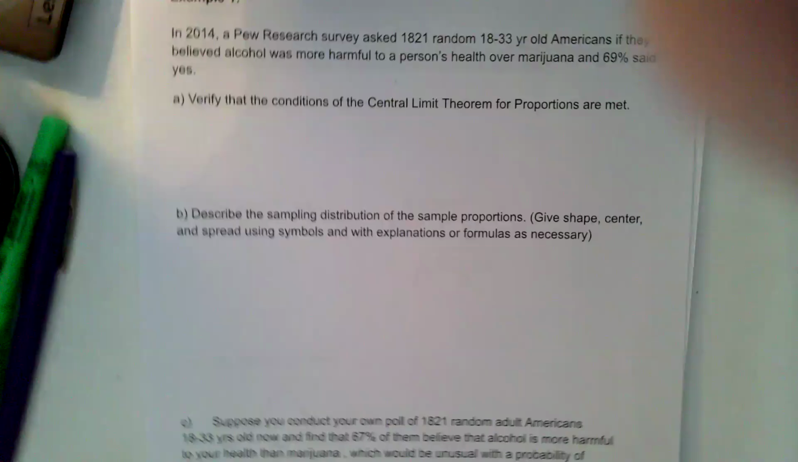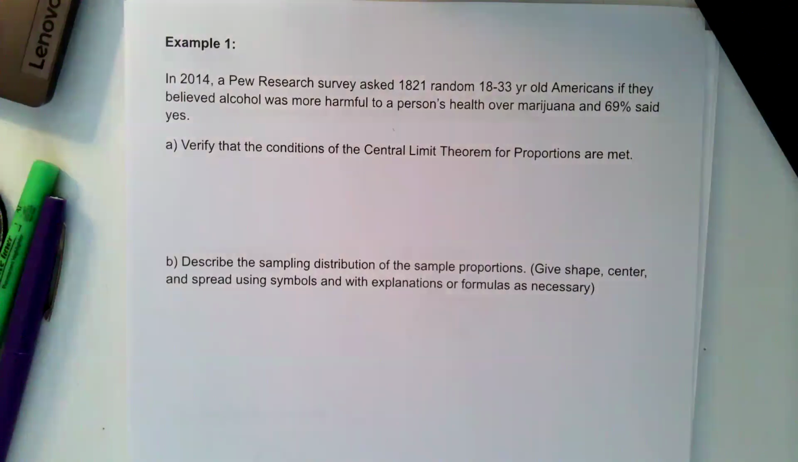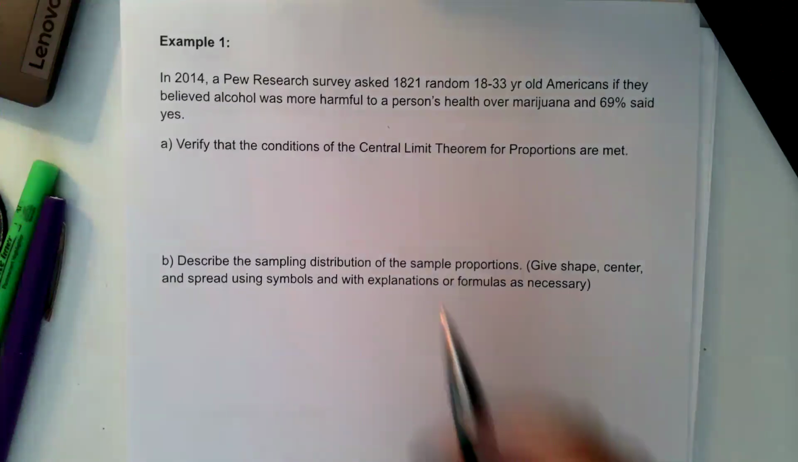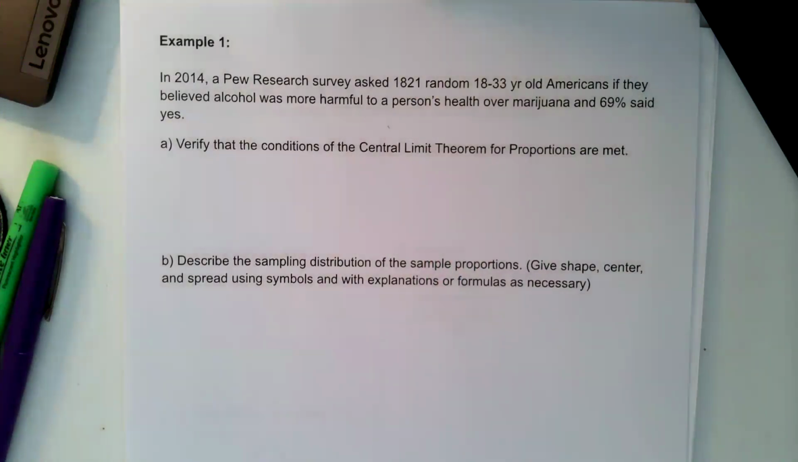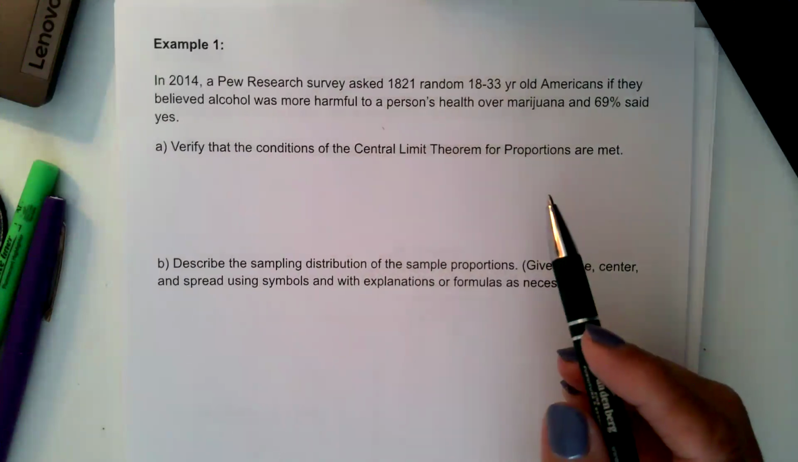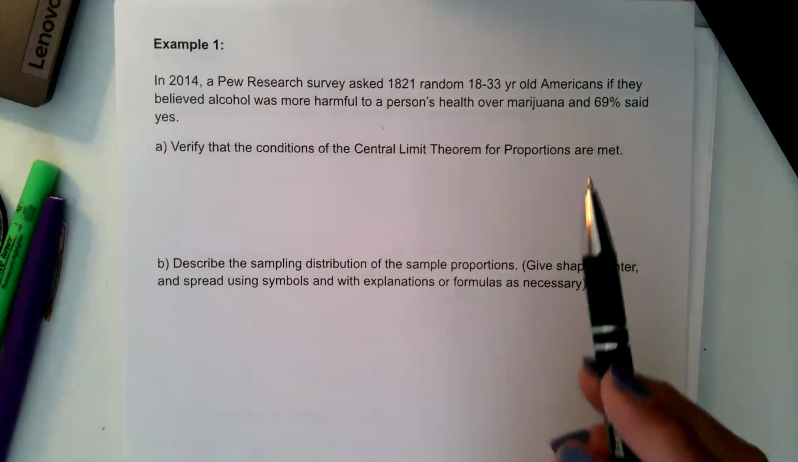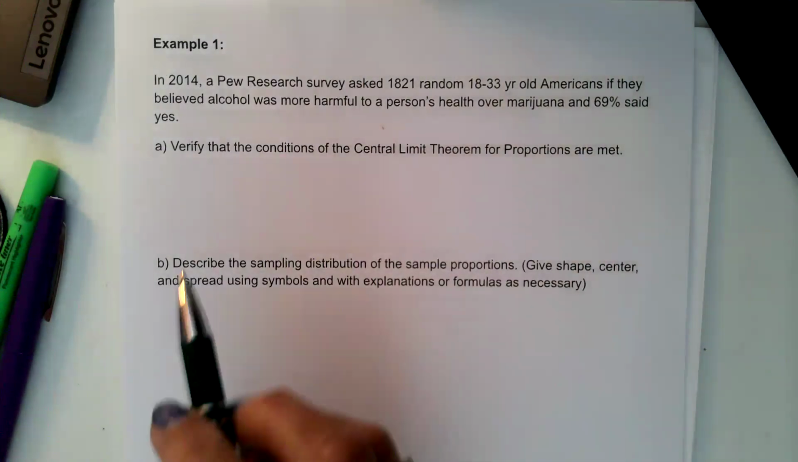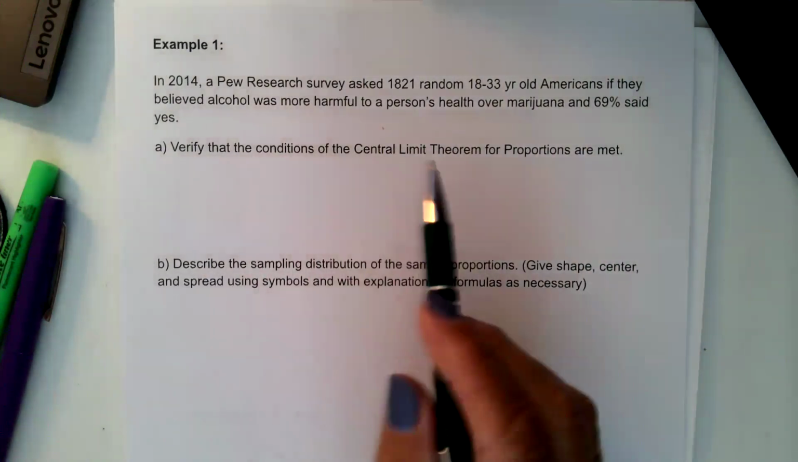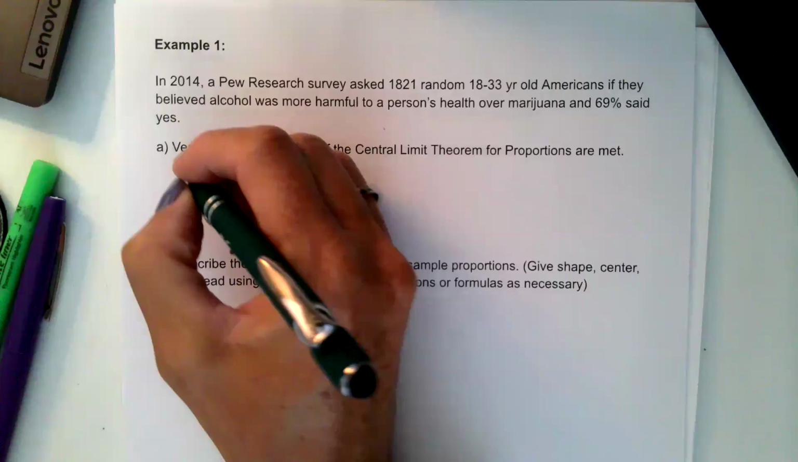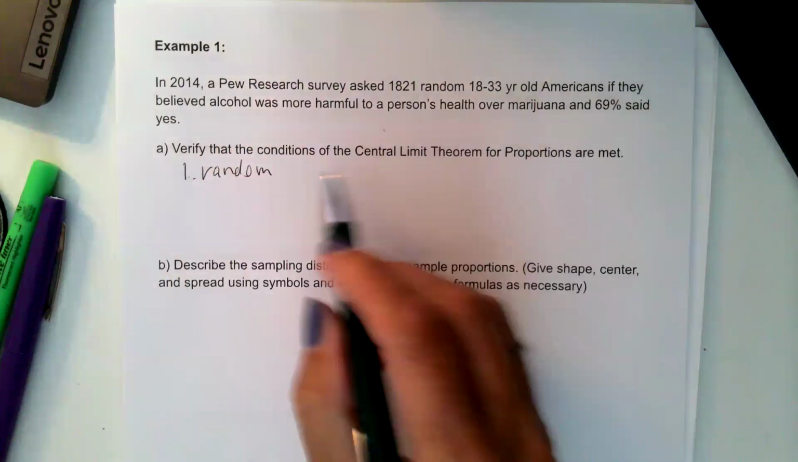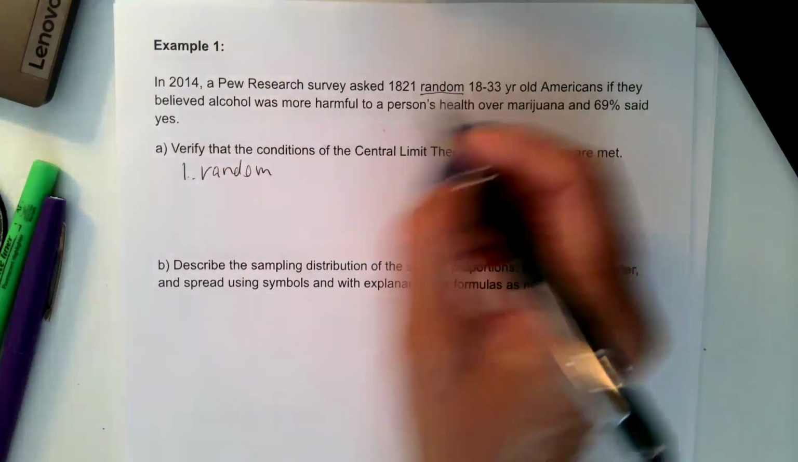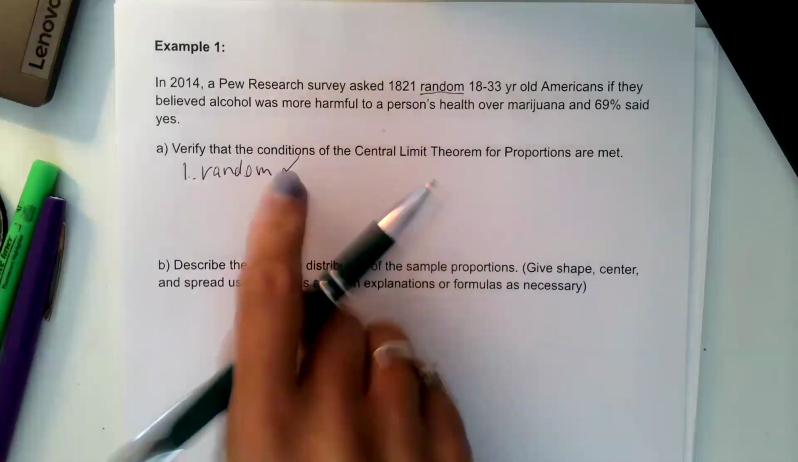In example 1 here. In 2014, a Pew Research survey asked 1,821 random 18 to 33-year-old adult Americans if they believed alcohol was more harmful to a person's health over marijuana, and 69% said yes. So this is back in 2014. Verify that the conditions of the central limit theorem for proportions have been met. So the first one is, do we have a random sample? And they did tell us that it was a random sample, so we can check that off. But you need to acknowledge it for the quiz.